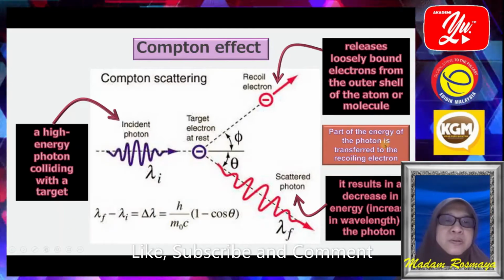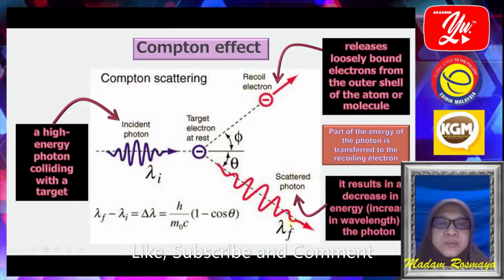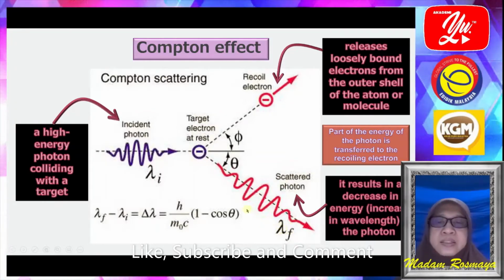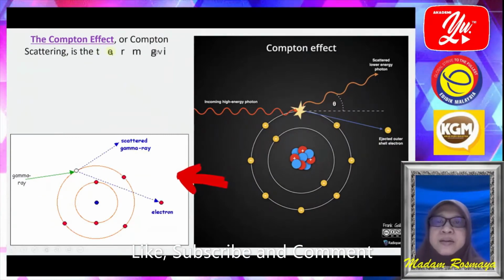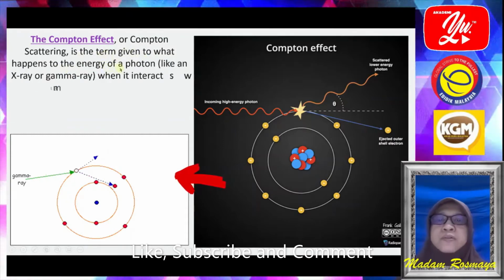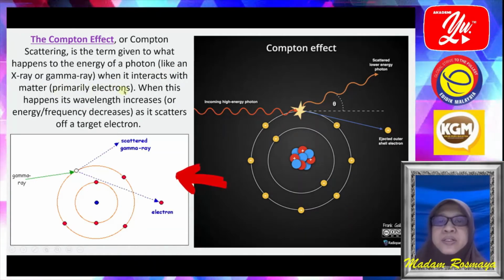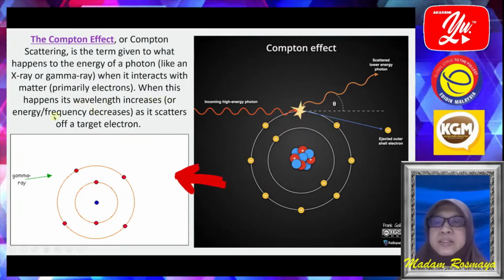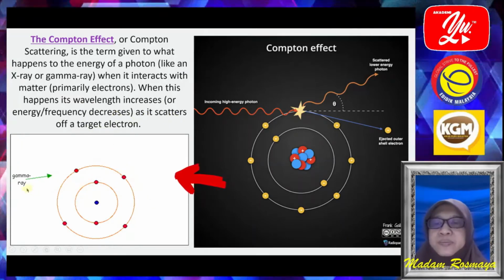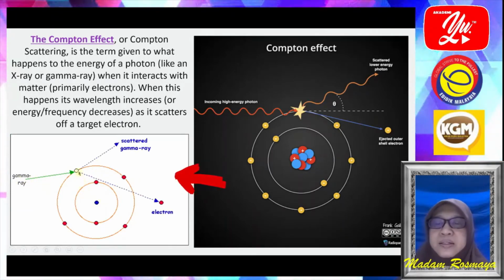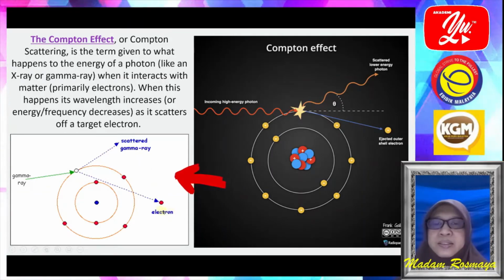Okay, part of the energy of the photon is transferred to the recoiling electron, here. So the final wavelength is larger than the initial wavelength. The Compton effect or Compton scattering is the term given to what happens to the energy of a photon, like an X-ray or gamma ray, when it interacts with matter, primarily electrons. When this happens, its wavelength increases, or its energy or frequency decreases, as it scatters off a target electron. Like this animation, for example: the gamma ray hits the target here, and this is the scattered gamma ray, and this is the recoiling electron.